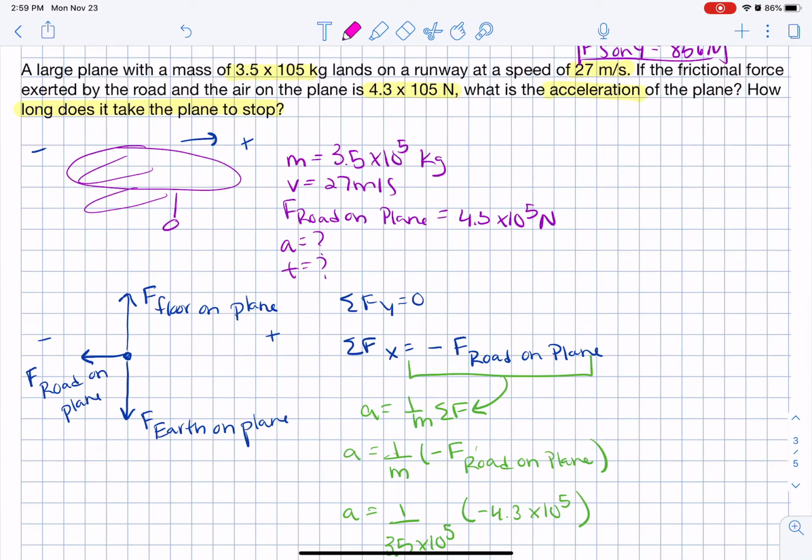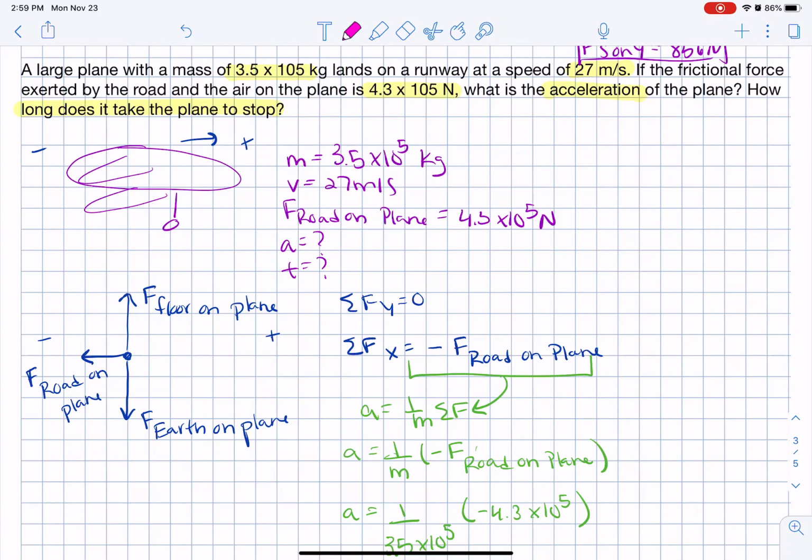So in this problem, we sketched the situation of our plane stopping. We made a list of our variables. Then we did a force diagram. We noted that the sum of the forces in the y direction is 0, and the sum of the forces in the x direction is in the negative direction. It was that force the road exerts on the plane. Remember, if we have a resistive or frictional force, it's working against the direction of motion. So it's going to be in the opposite direction than the plane is moving.